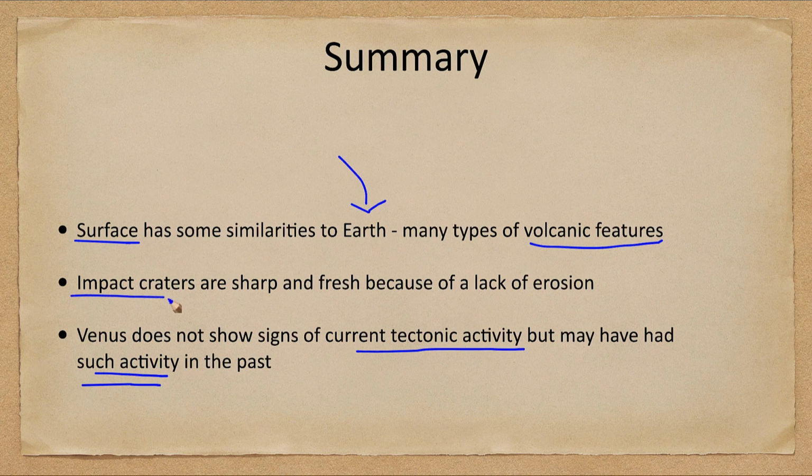Now we also note that the impact craters are sharp and fresh. And this is because of a lack of erosion. So there's no water on Venus. And while there is an atmosphere, we're going to see that the atmosphere is very thick and dense, and it has high winds, but only up high in the atmosphere. So that leads to a lack of erosion close to the surface, making the craters appear younger than they would if similar craters had formed here on Earth.